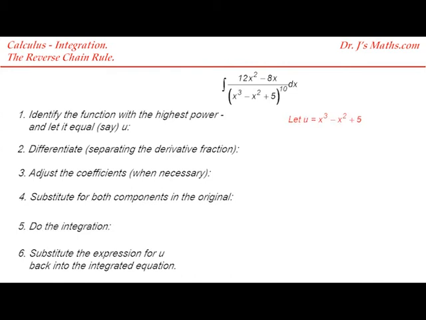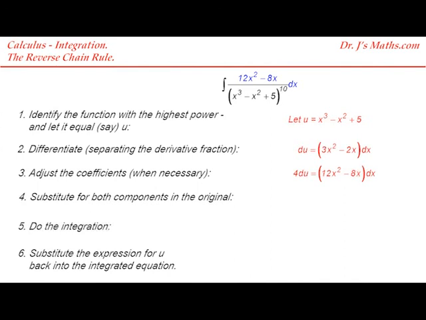So we're going to let u is equal to the bit in brackets in the denominator, which is x cubed minus x squared plus 5. Then we differentiate. du is equal to 3x squared minus 2x dx. To get to our numerator of 12x squared, we need to multiply the result of step 2 by 4. So we do that. 4 du is equal to 12x squared minus 8x dx.